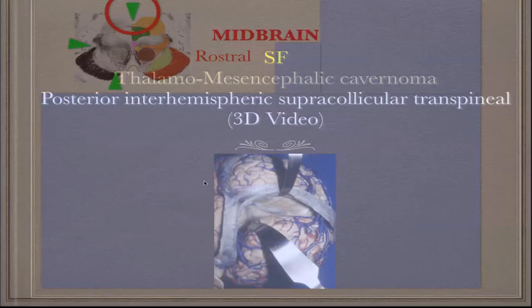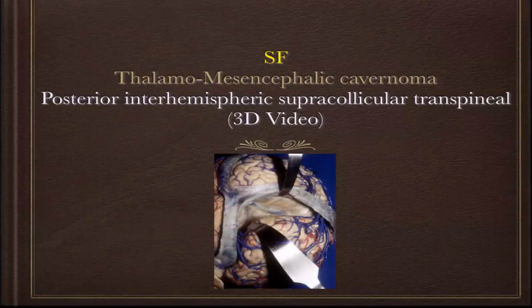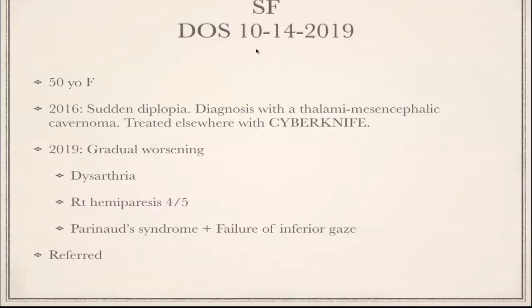Oops, sorry. Next example, another rostral midbrain, but this one we're going to use a different approach. It is also a thalamomesencephalic cavernoma, and I'm going to use a posterior interhemispheric supracollicular transpineal approach. This is a relatively recent case in October.